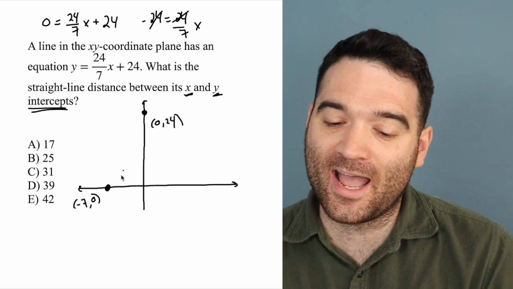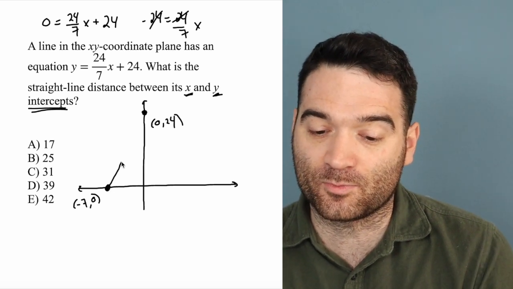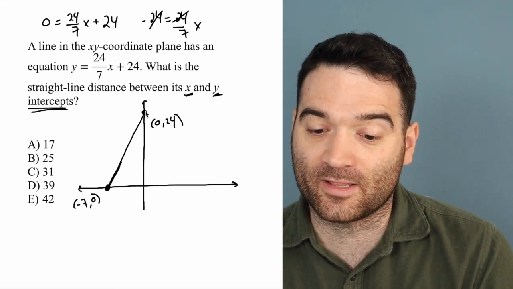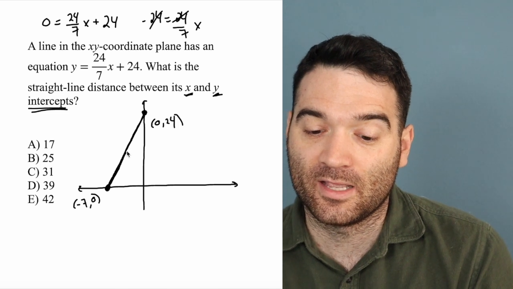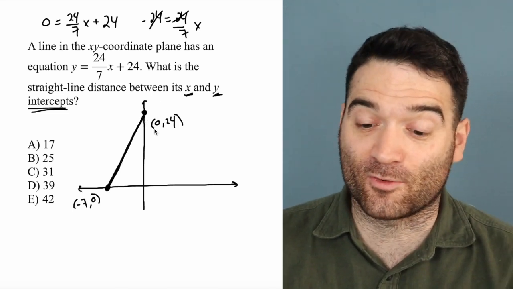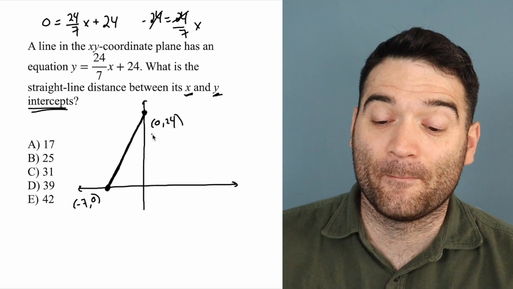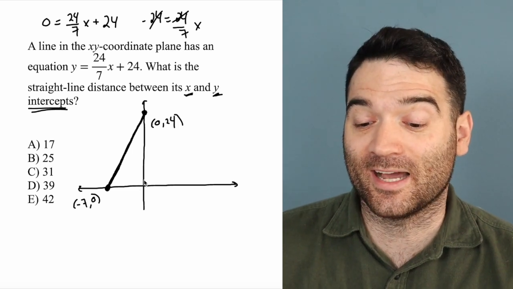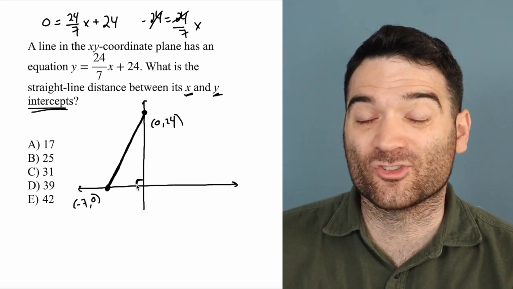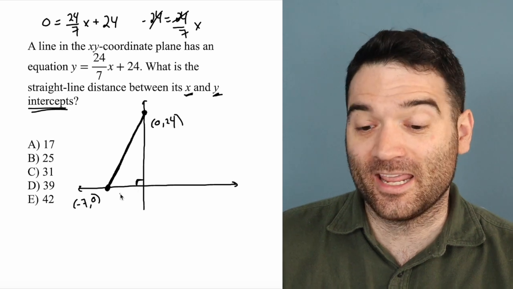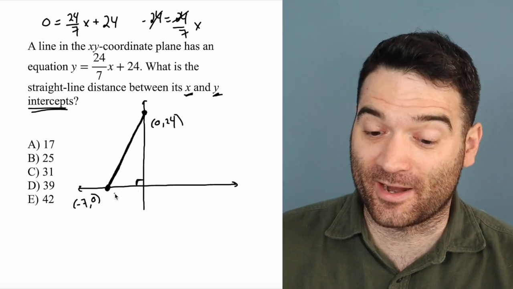But what I need to do now is figure out the distance from this point to this point. That's what it's asking, right? The straight line distance between those 2 points. Now, there is a formula for this. It's called the distance formula, and it's very, very unpleasant. But another way you can do it is recognize that this is a right triangle, right? And if you have a right triangle, you can use the Pythagorean theorem.